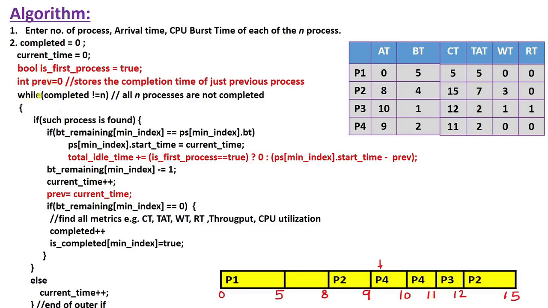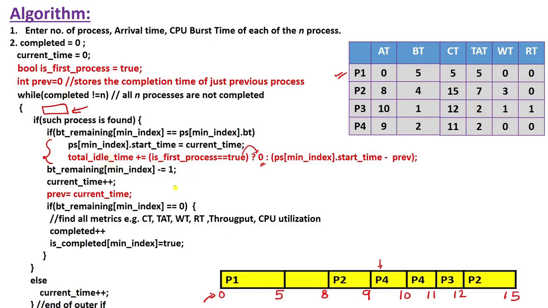Here you can see inside the while loop, I have written the code for the minimum CPU burst time, although I have not shown it here to reduce the space. I will first select P1 and say this is the first process. So we will do these two things: set the start time as 0, and add 0 to the idle time. How? The first-process flag is true, so 0 will go inside the total idle time. The total idle time will be equal to 0.